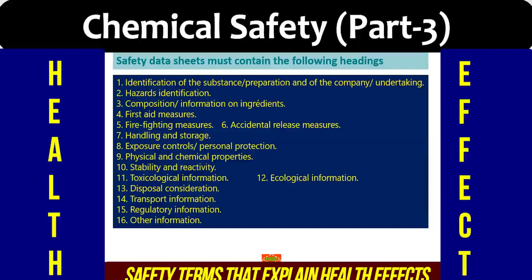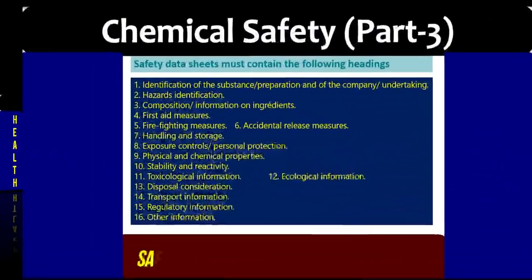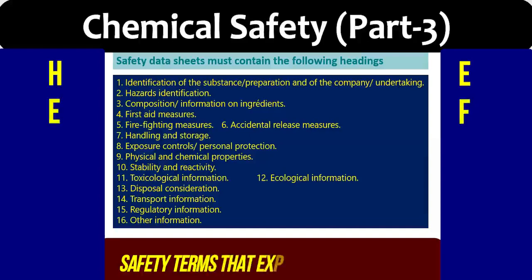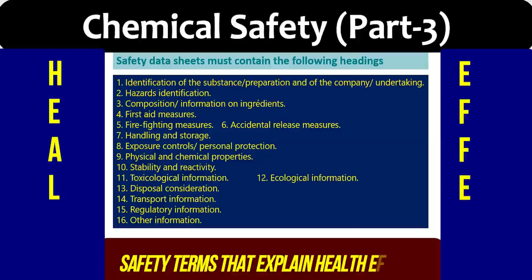Dear friends and fellows, these 16 points give enough information for safe usage, for safe transportation, to deal with an emergency situation, chemical spillage, chemical disposal, and the effects of chemicals on humans or on the environment. So, the safety data sheet is very important to understand the chemicals, their properties, characteristics, and toxicity.